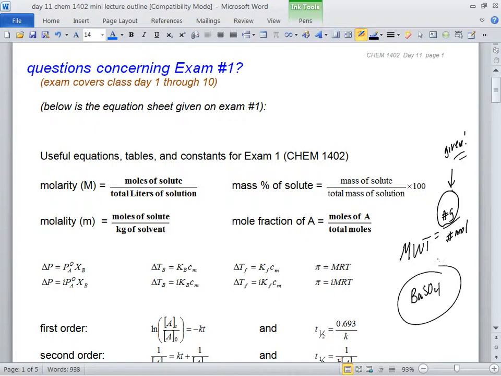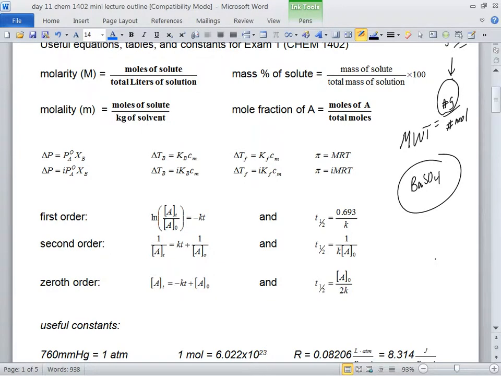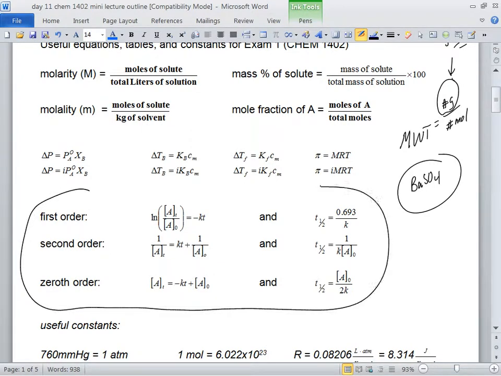And then we got into these kinetics equations. And I don't think this is that bad. It's just the algebra. Because they're going to tell you first order, second order, zeroth order, so you easily pick out the equation. It's the algebra that can get you. So you want to make sure you practice that.